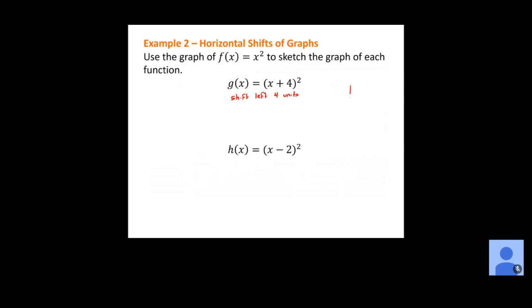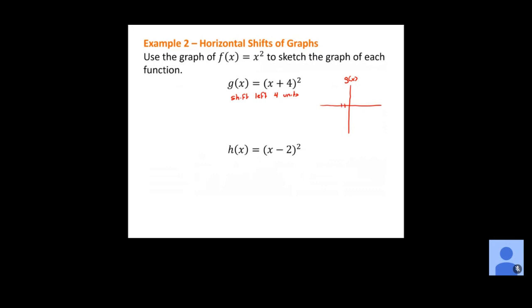All right, let's sketch that graph then. And our parent function is still x squared. So where's our vertex going to be this time? Okay, so x squared would have been at (0, 0), but now if we shift it to the left 4 units, where is it going to be? At (negative 4, 0). Good.